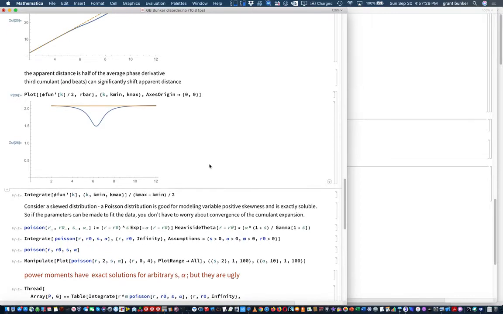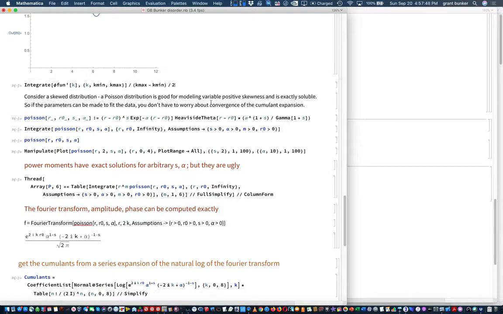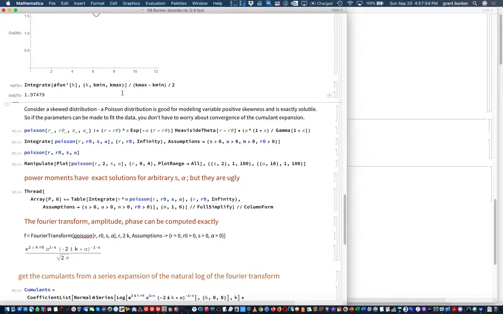All right, and here's the phase derivative over 2. Here's the average distance, r bar, and here's the average phase slope over 2, which is the apparent distance. So if you average this, you're getting a smaller number than the true thing. And that's really the essence of the problem. Okay, but it's not a problem if you account for it. It's only a problem if you ignore it, and it's there.